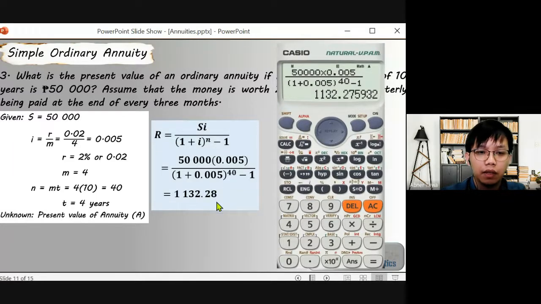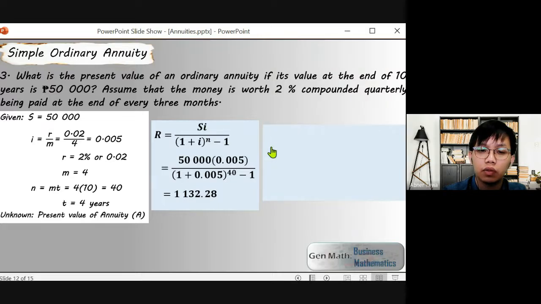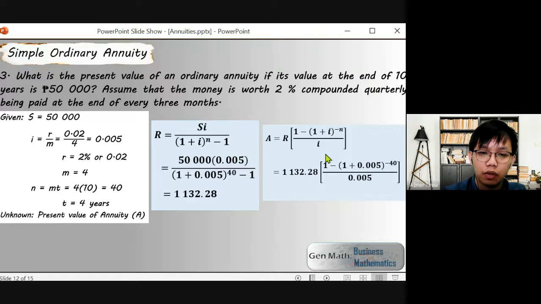Okay, and now we can already proceed to solving the value of A because we already know the value of R, and the formula for that we have it here. Okay, so kung mapapansin niyo dito sa pag-solve ng value ng A, we need the value of R, wherein it's not given in the problem. Therefore, we need to solve it first based on the given before we can proceed in solving the value of the present value of annuity.